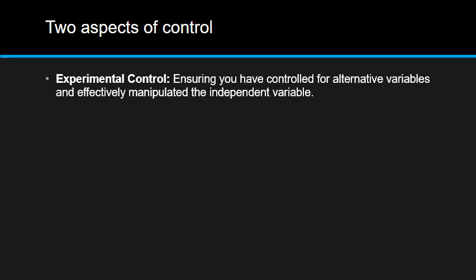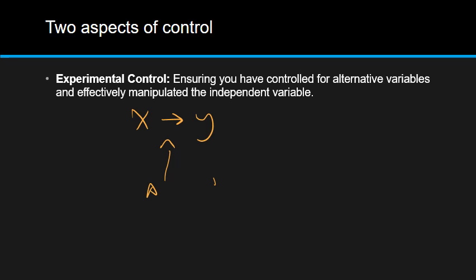Okay, so let's talk about experimental control. There's two aspects. First, there's experimental control itself. This is ensuring that you've controlled for alternative variables and effectively manipulated the independent variable. Essentially, when you're trying to prove a relationship between X and Y, you make sure that there's nothing else coming in between them.